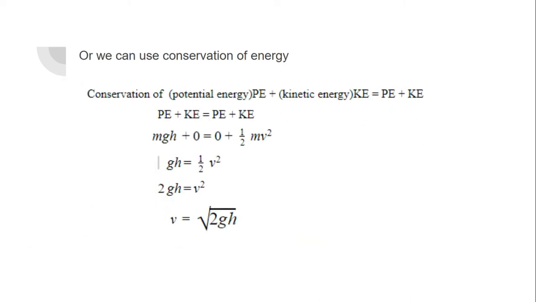The second method that we can use is conservation of energy, which is potential energy PE plus kinetic energy KE, and the final equation that we use to calculate the velocity is V equals the square root of 2 g h.